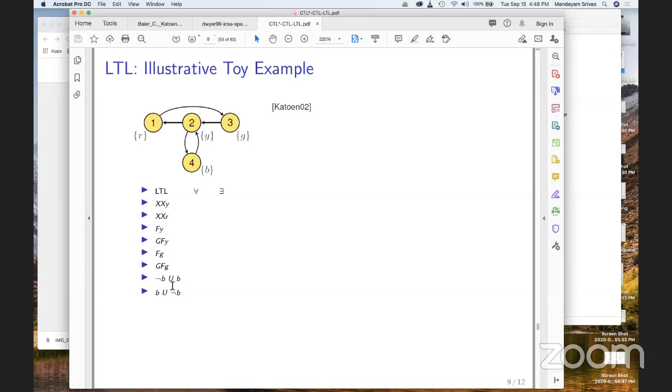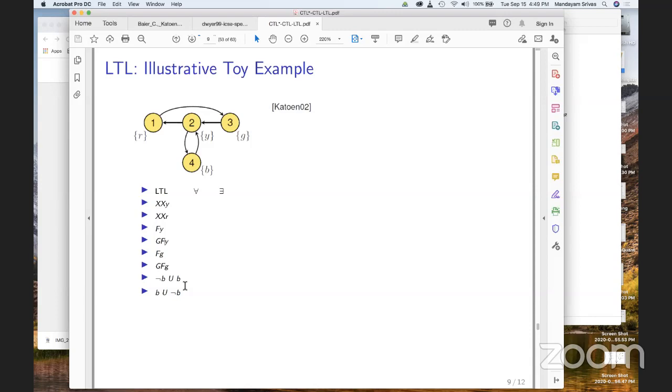So let's take the until operator. These are a kind of weird until things. So not B until B. What does not B until B mean? Throughout the path there will be just one occurrence of B.